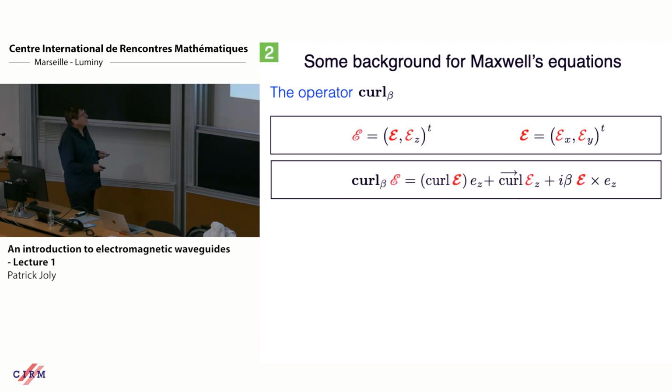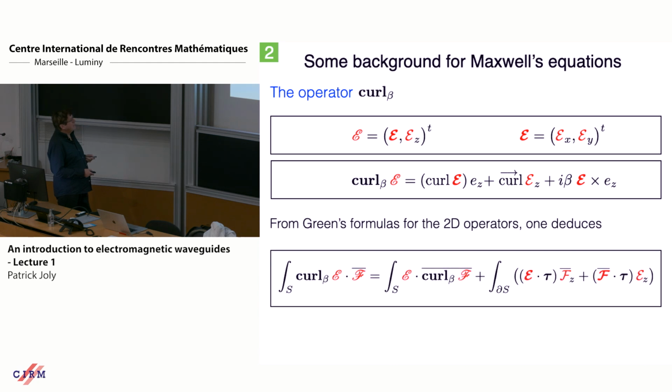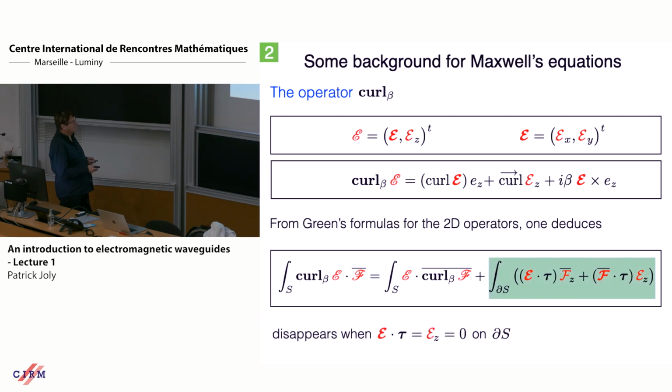So this I have recorded here. And using the previous Green's formula and this decomposition, it's immediate to obtain this Green's formula for the curl beta operator. And you see that as soon as these two traces, E tau and EZ, vanish, the boundary term disappears. Okay.